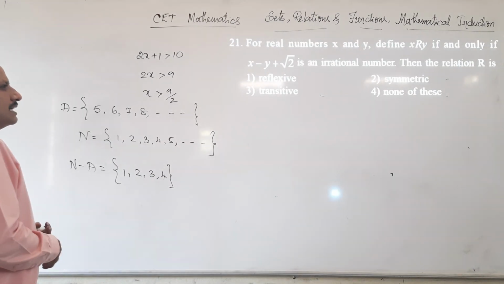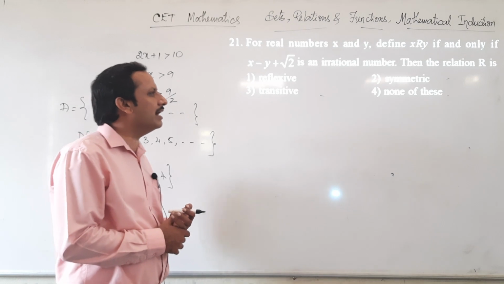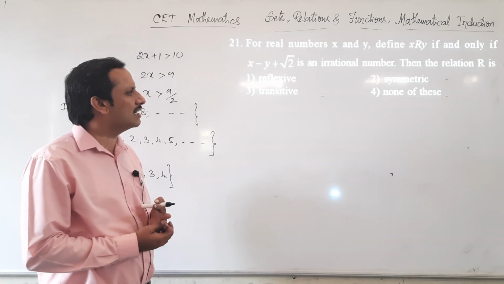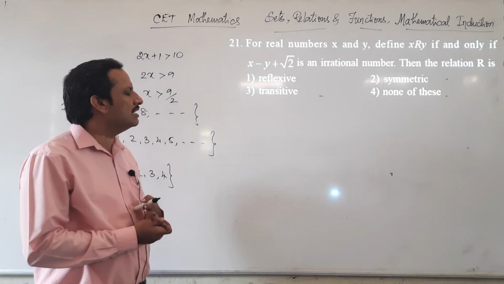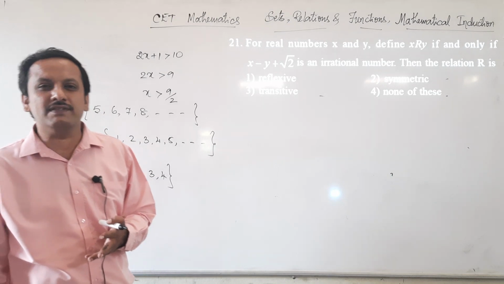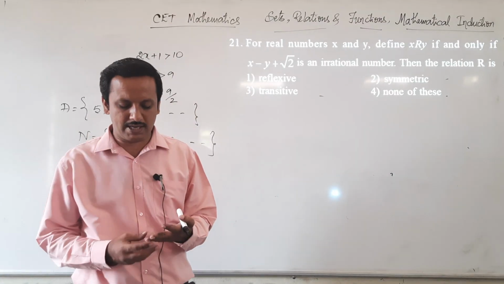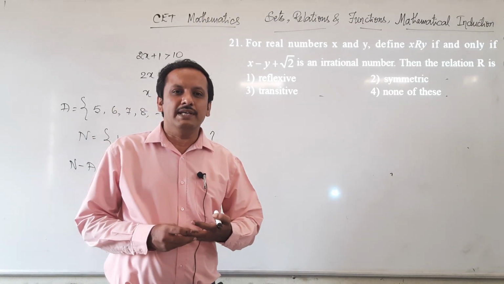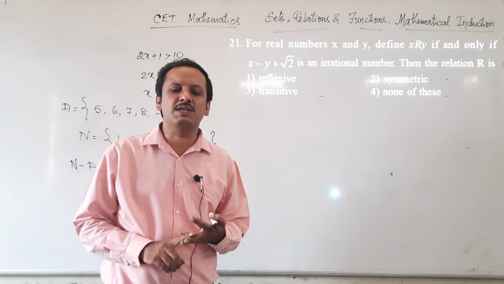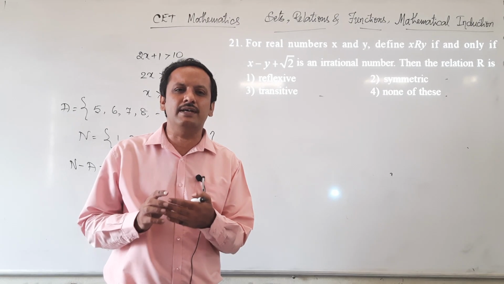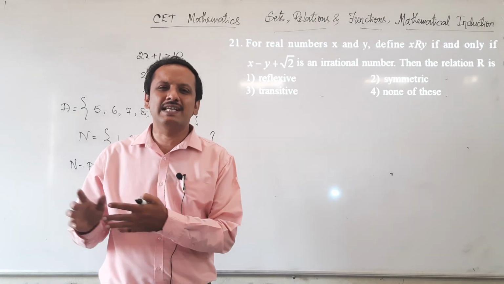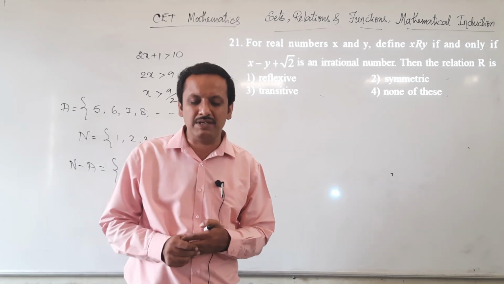For real numbers x and y, define x related to y if and only if x minus y plus root 2 is an irrational number. Then the relation R is it reflexive, symmetric, transitive? None of this. Okay. So, this is a question from relations. Relations, as you know, the types of relations. Reflexive relation. A relation is said to be reflexive if every element of that set is related to itself. If every element is related to itself, then it is called a reflexive relation.